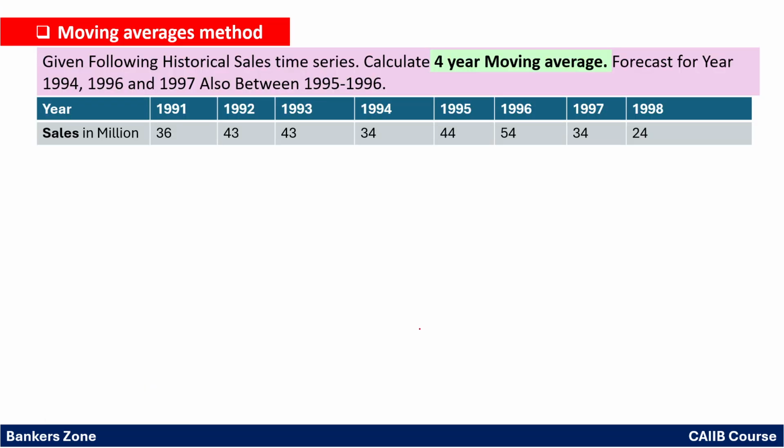Okay, see another problem. Given the following historical sales time series, calculate the 4-year moving average, forecast for years 94, 96 and 97, and also find between 95 and 96.